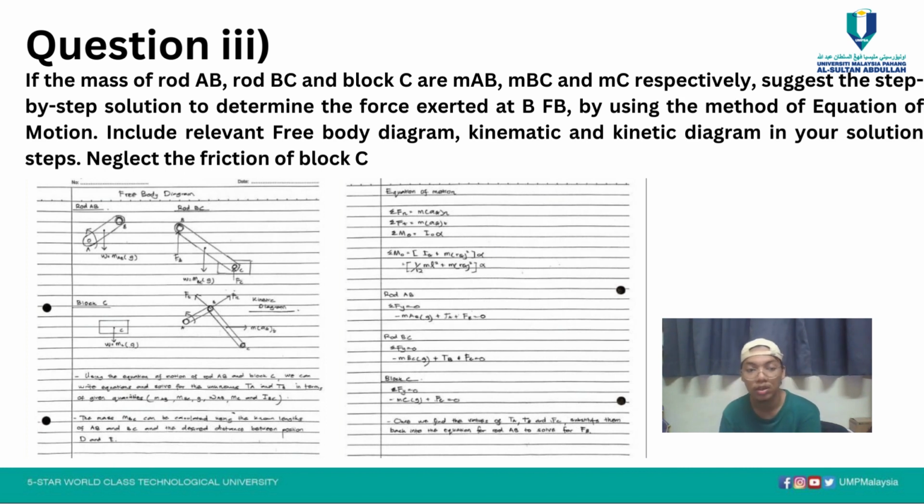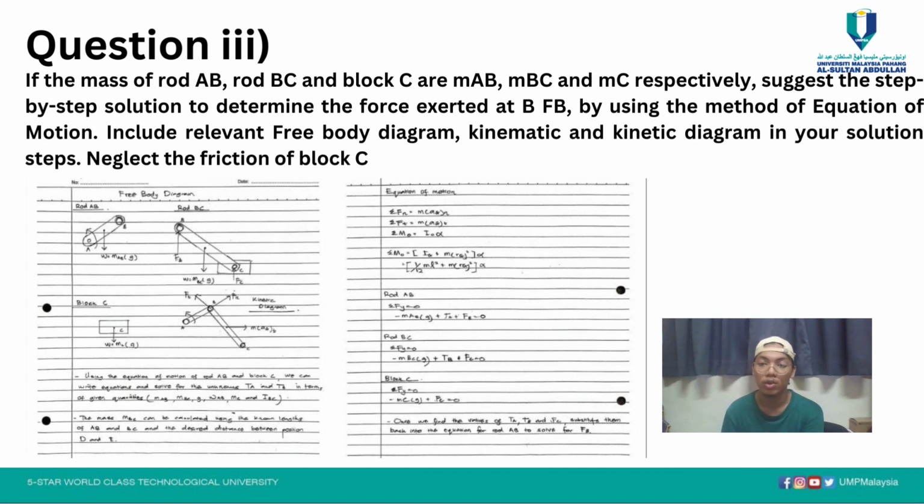So if we look at this question, the question asks to suggest the step-by-step solution to determine the force exerted at B by using method of equation of motion. So as we know, first thing first, we must draw the free body diagram. In this case, we have three parts. First is rod AB, second is rod BC, and last is block C.